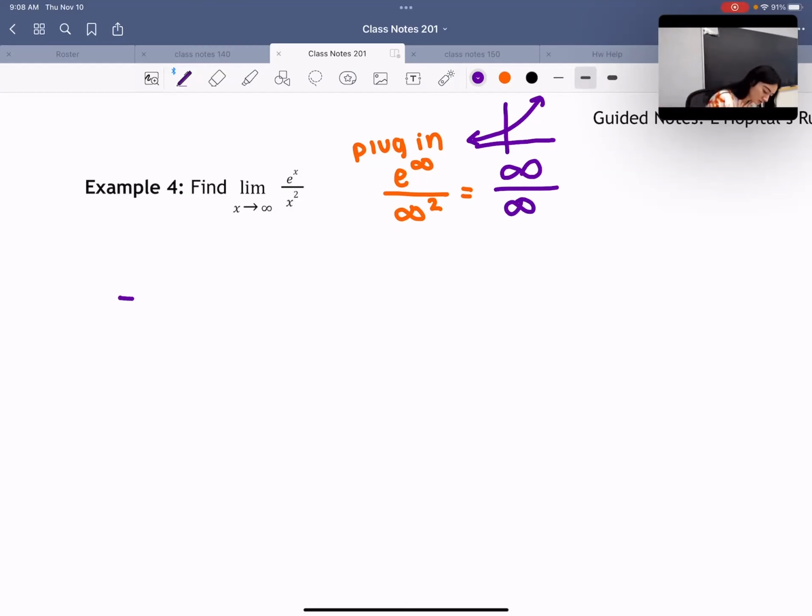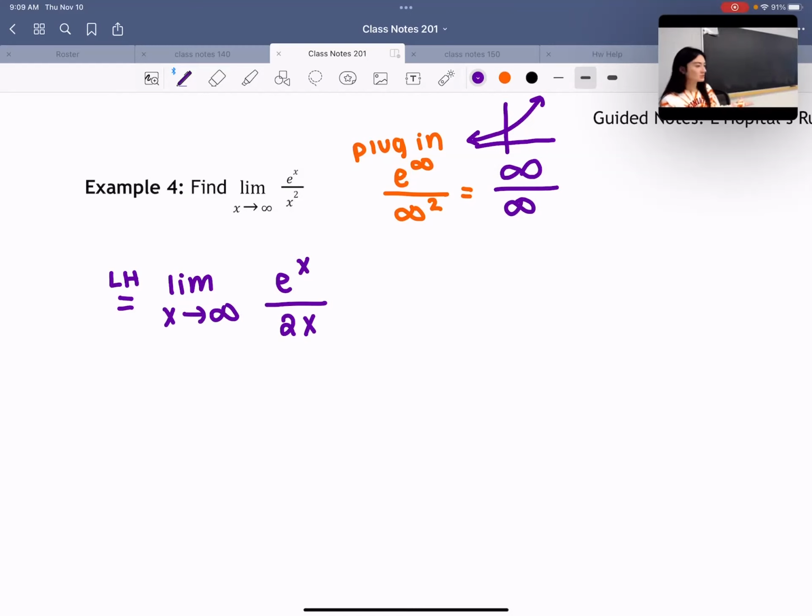So let's do this. We know using L'Hopital's rule, I'm just going to write it above the equal sign so we know we're using L'Hopital's rule here. I'm just going to keep the limit the same and then take the derivative of the top and the bottom. What's the derivative of e to the x? E to the x, good. And what's the derivative of x squared? 2x, good.